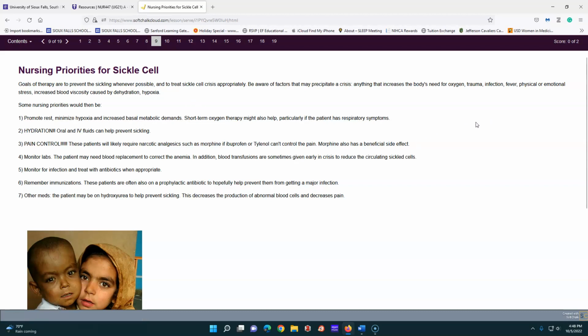So we pushed fluids, gave lots of fluids, gave some morphine for pain control as well as for opening up that vasculature, put her on some oxygen, and surprisingly enough, overnight she did much, much better, and she was able to go the next day.